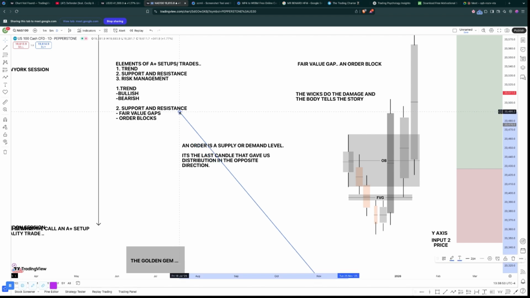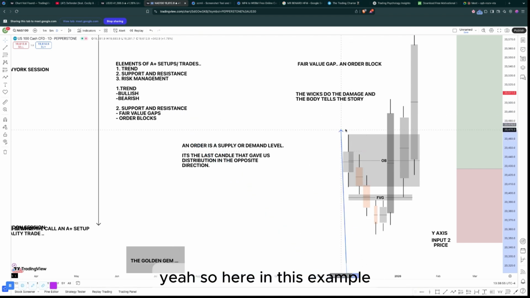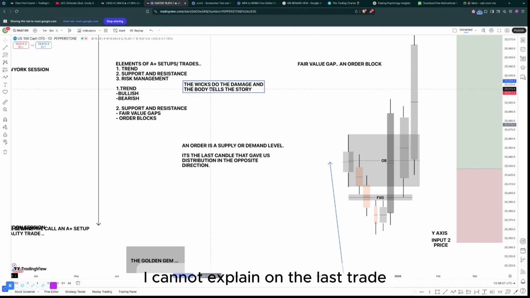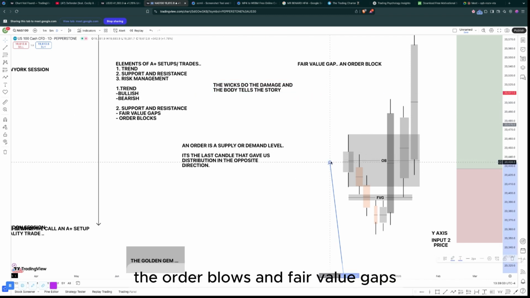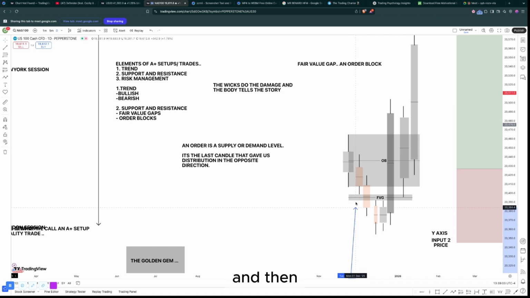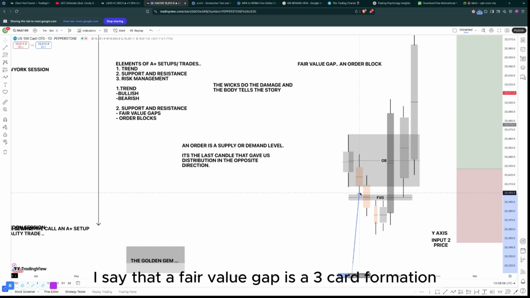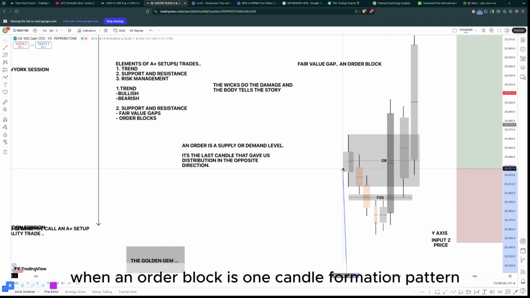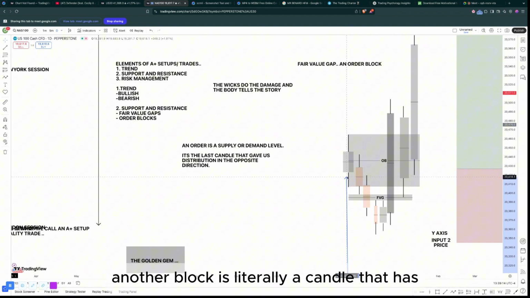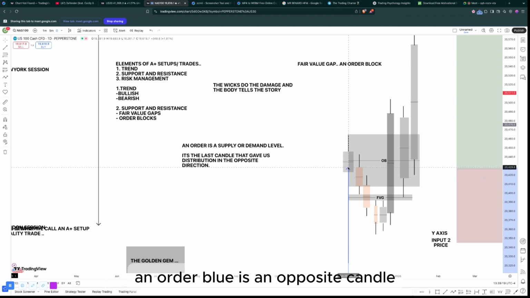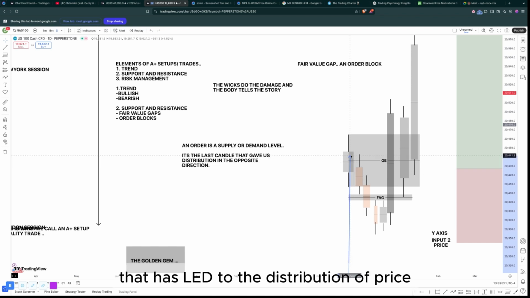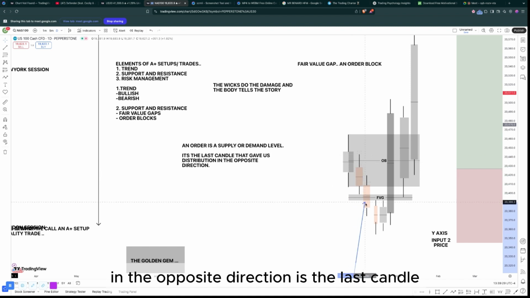You understand? Yeah. So here in this example, I came now to explain and illustrate the order blocks and fair value gaps. And then I said that a fair value gap is a 3 candle formation, while an order block is a 1 candle formation pattern. An order block is an opposite candle that is going in an opposite direction that has led to the distribution of price in the opposite direction.